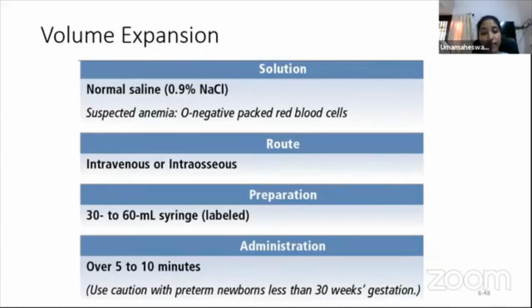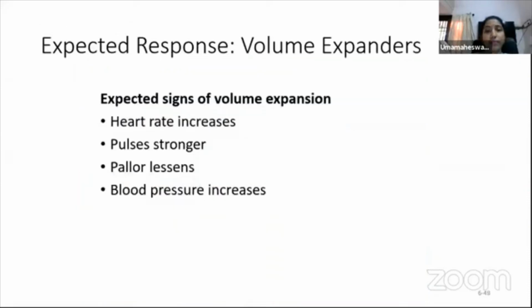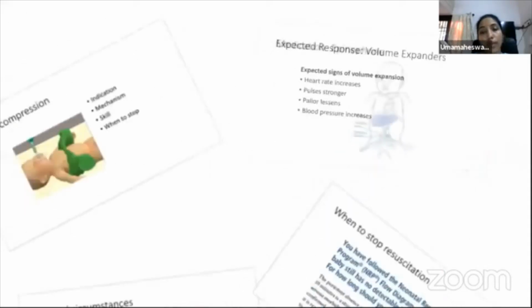Use a 30 or 60 ml syringe and give 10 ml per kg of an estimated weight, and give over 5 to 10 minutes. So what is the expected response? If the heart rate increases, pulse becomes stronger and pallor lessens, and if the blood pressure increases, one would consider that there is a response to volume expansion.